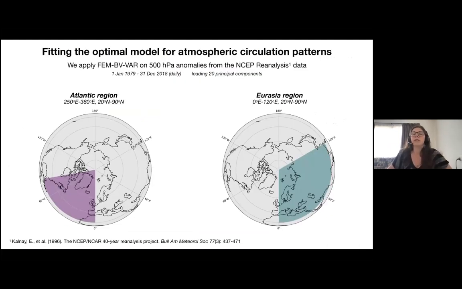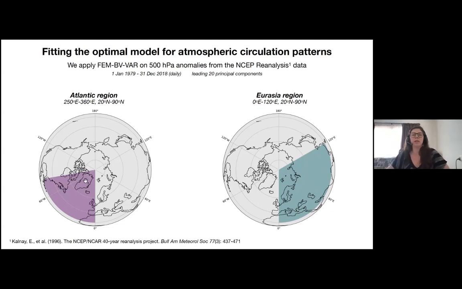So the first thing that we do is just fit the optimal model for the atmospheric circulation patterns. This is what we wanted to look at first. We were interested in studying two different regions. The first being the Atlantic region, which is where the North Atlantic Oscillation happens. And we also wanted to look at the Eurasia region, which was more related to extreme events related to persistent atmospheric regimes. So we wanted to have a look at that region as well.